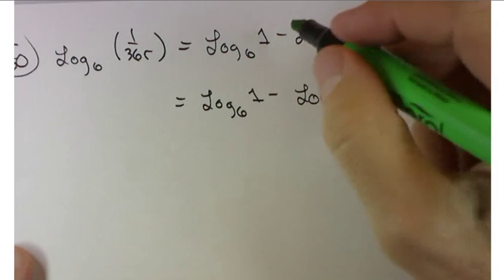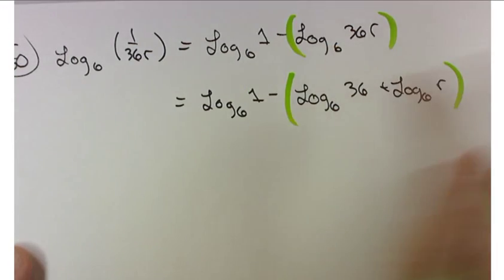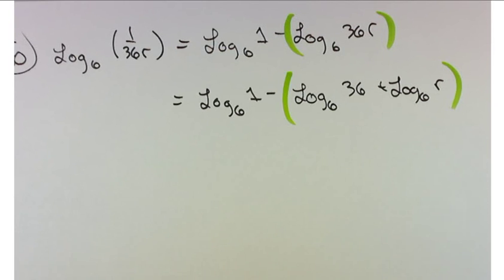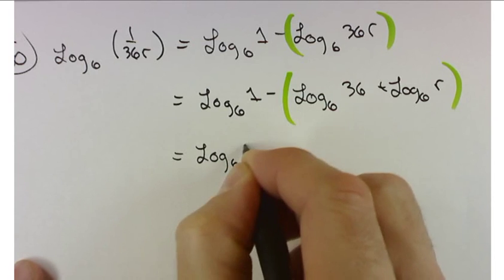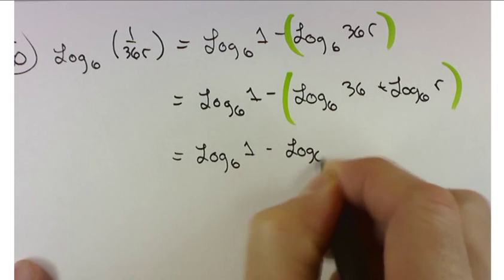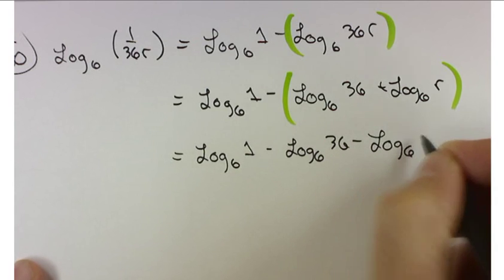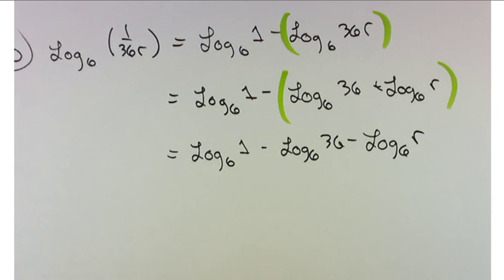Exactly. So what's happening is that you're subtracting this. And this expands into this. It's just the product rule. But if I were to remove the parentheses, that negative has to distribute itself. Log base 6 of 1 minus log base 6 of 36 minus log base 6 of r. So you're free to write it one of two ways, either like this or like this. Either one is fine with me.